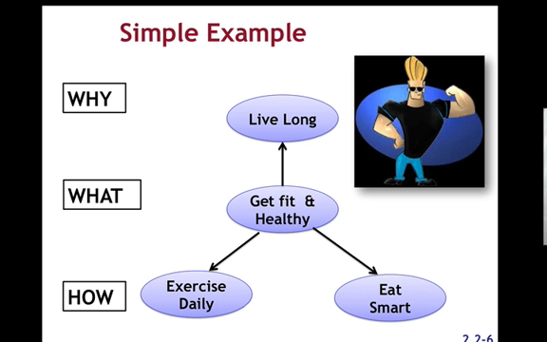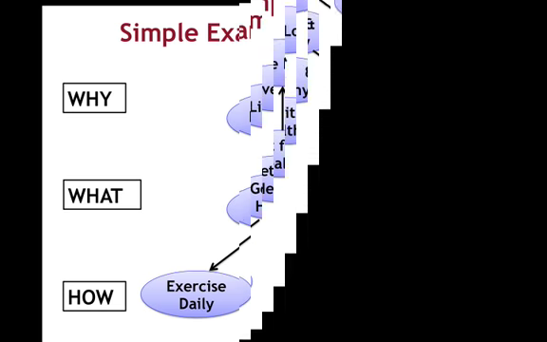Now, when I said these objectives can slide, what if we slide them up and make the what objective the live long, then the how is to get fit and healthy. And then the new why objective, why do you want to live long, can be to see my grandkids.